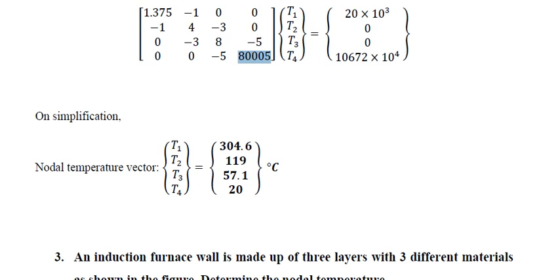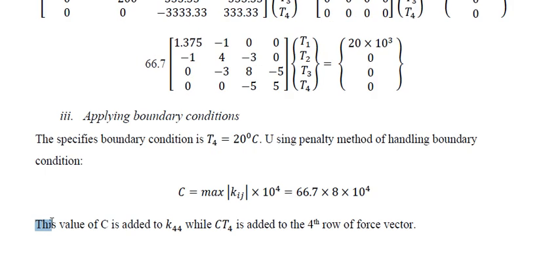That is added here. That is the new conduction matrix. That is also added here. Both the load vector and the conduction matrix change. The value of C is added to K44 because T4 is the specified temperature. At the same time, C into T4 is added to the fourth row of the force vector.